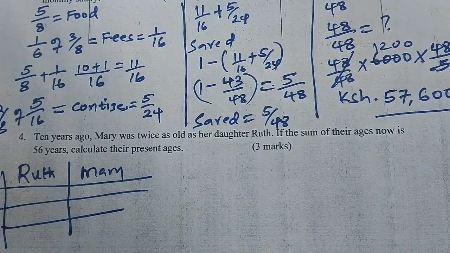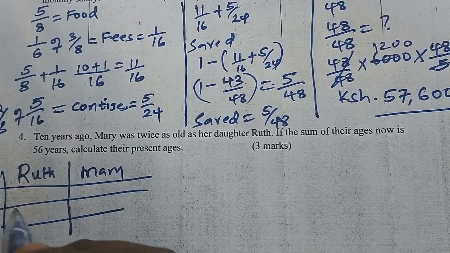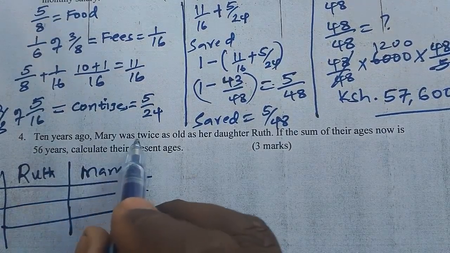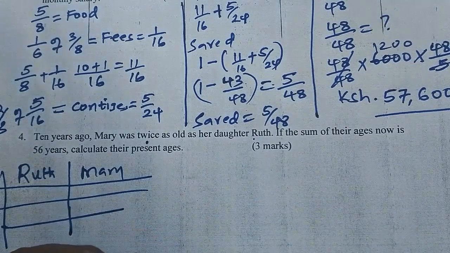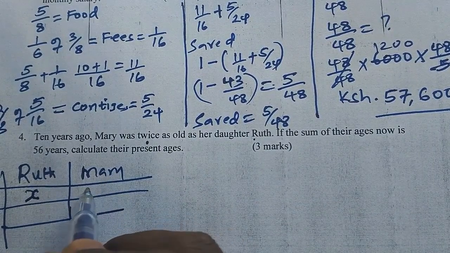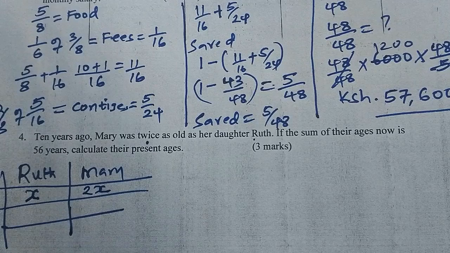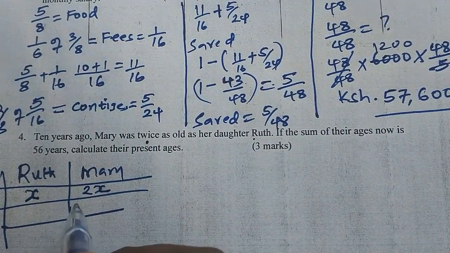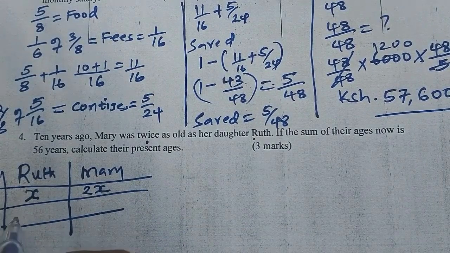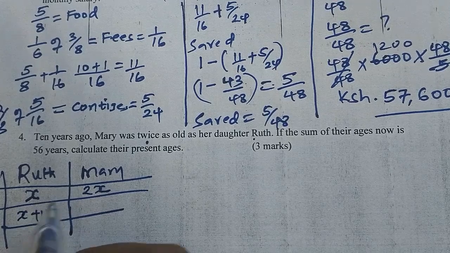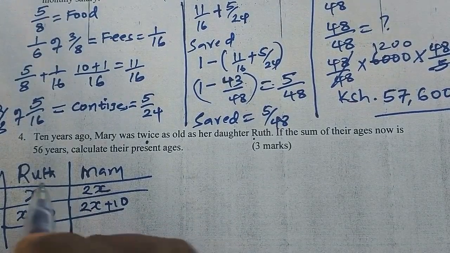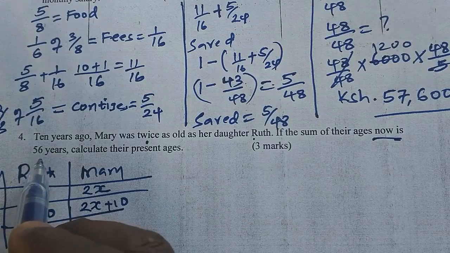10 years ago, Mary was twice as old as her daughter. So 10 years ago, if Ruth, the daughter, was X, then Mary, the mother, will be 2X. That is 10 years ago. Now, what will be the age? Because this is 10 years ago, now Ruth will be X plus 10. Mary will be 2X plus 10 now, right? We are told that now the total of their ages is 56.